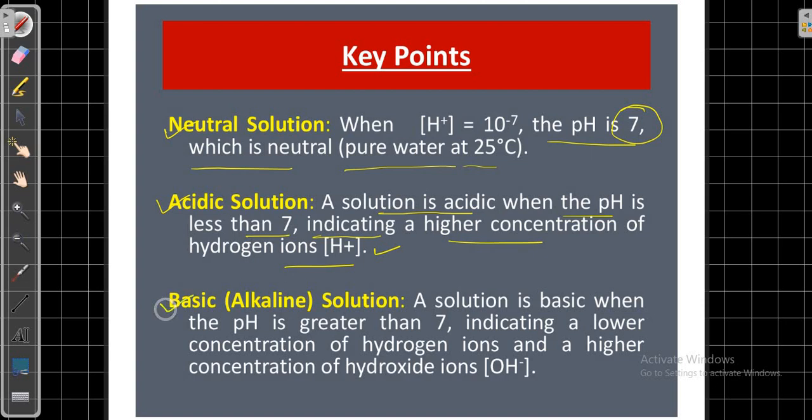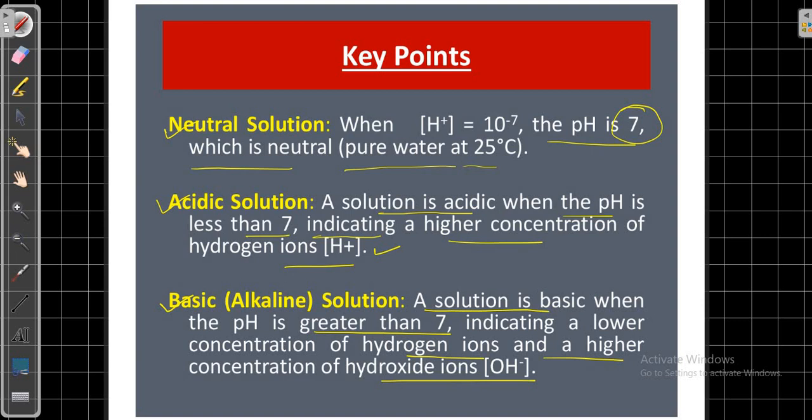Similar to the basic or alkaline solution. A solution is basic when the pH is greater than 7, like 8, 9, 10, 11, 12, 13, 14, indicating a lower concentration of hydrogen ions and a higher concentration of hydroxide ions. In this case, the concentration of the hydroxide ions provides the basic character to the solution. Therefore, as the number of hydroxide ions increases, the basicity or alkalinity of the solution increases. So, if the pH is equal to 7, it will be a neutral solution. If pH is less than 7, it will be an acidic solution. If pH is more than 7, it will be a basic solution.